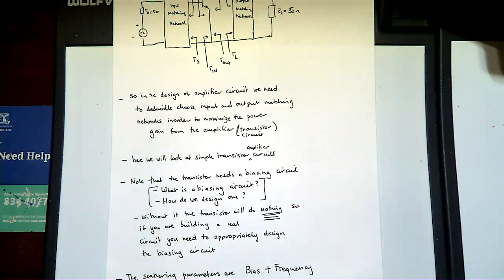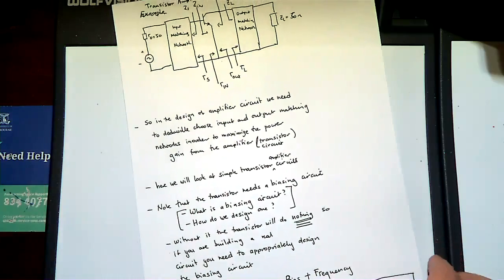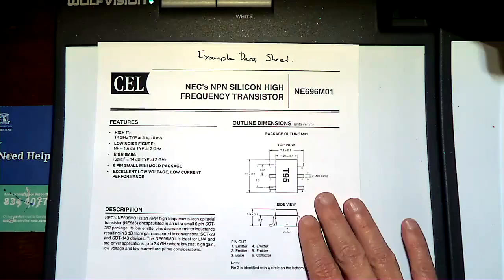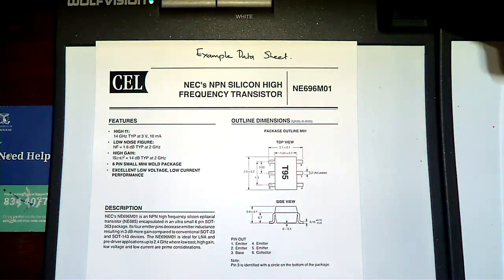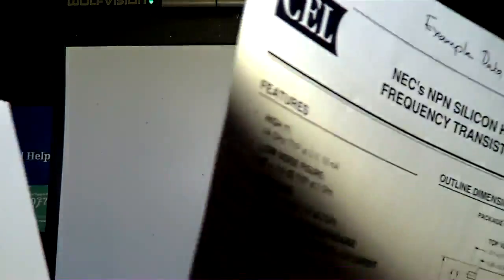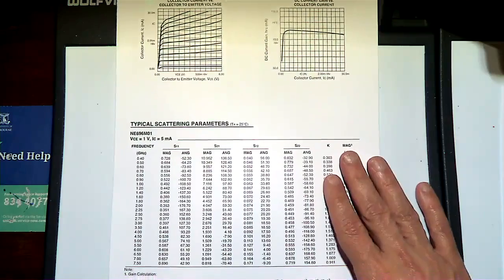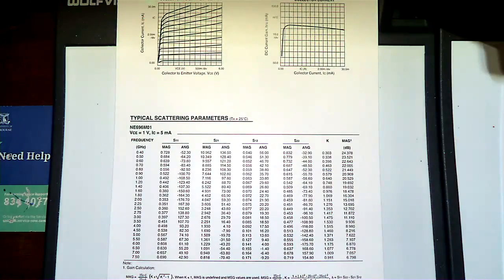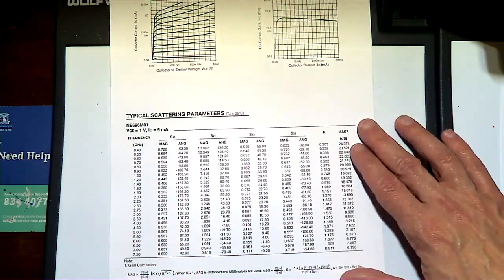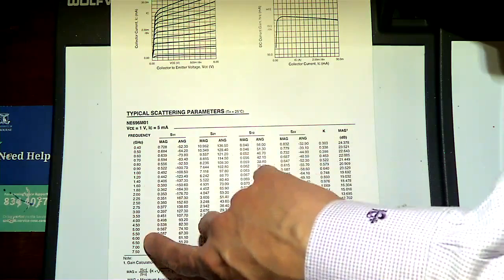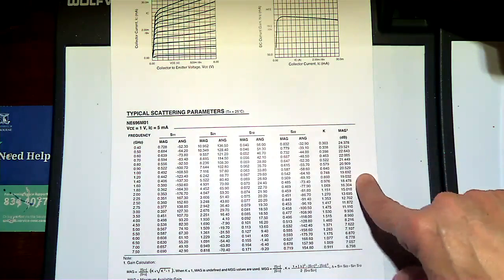Essentially, when you look at a transistor data sheet, I've given you an example on your lecture notes. I've just chosen an example data sheet, nothing special other than that. For this example data sheet, especially if you're trying to operate the transistor at high frequencies, what they give you is the frequency and the scattering parameters.